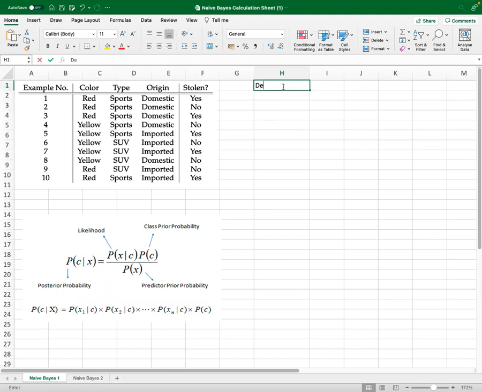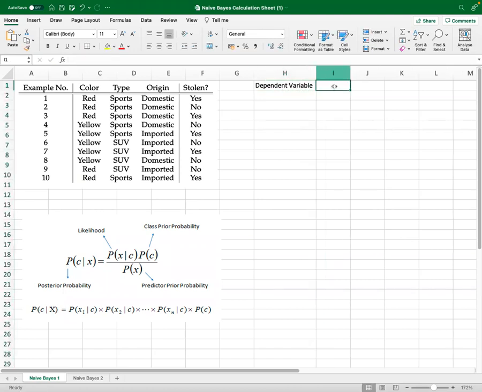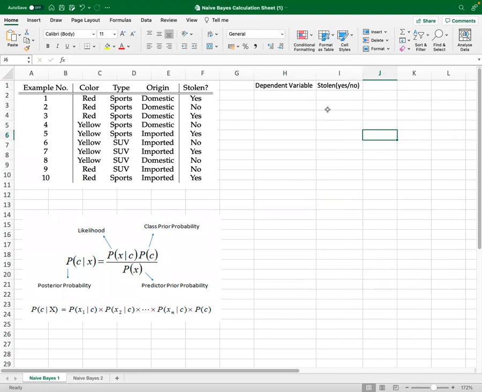Now, what is the dependent variable here? Stolen. The dependent variable is stolen. How many levels are there? How many cases are there? Two. Yes or no. There are two levels. K is equal to 2 here. Yes and no. No. See, we are trying to predict. The problem statement says predict if the car will be stolen if the color, type and origin is given. Not like that. It will be given in the problem statement.